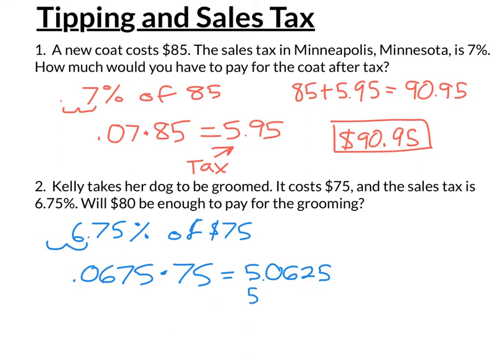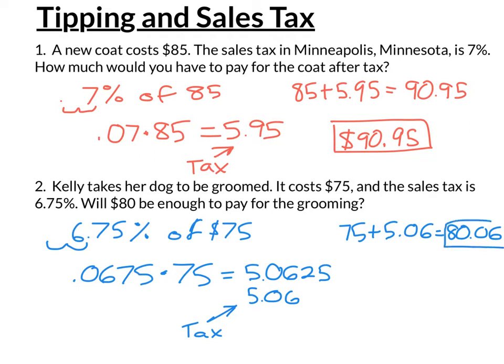So the sales tax here is 5.06, right? That's the tax again. So now to find the total price that she's going to have to pay, $75 plus 5.06 is going to give us $80.06. So because this is more than 80, if she just has $80, she's not going to have enough money to pay for her dog to get groomed. So the answer here is no, it is not enough.